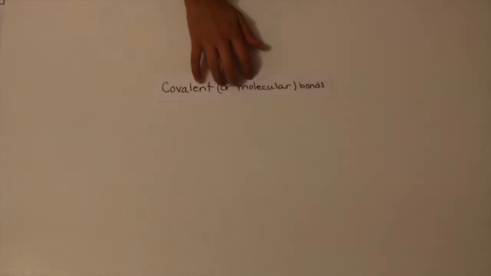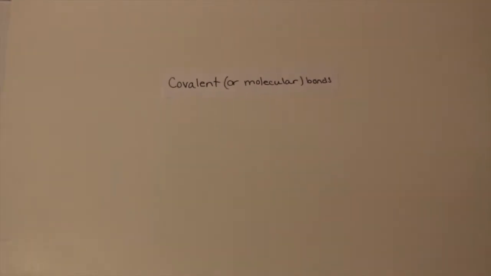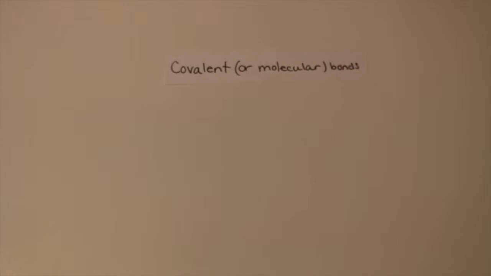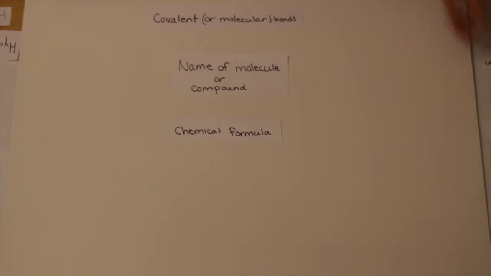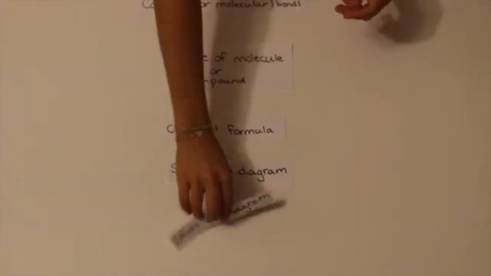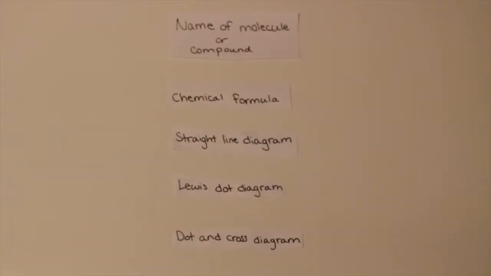Covalent or molecular bonds are molecules or compounds that are bonded together through the sharing of their electrons. We know that elements and compounds are happy when they have full valence shells. Covalent bonds create full valence shells by sharing electrons. These types of bonds can be represented by its name, its chemical formula, a straight line diagram, a Lewis dot diagram, or a dot and cross diagram.